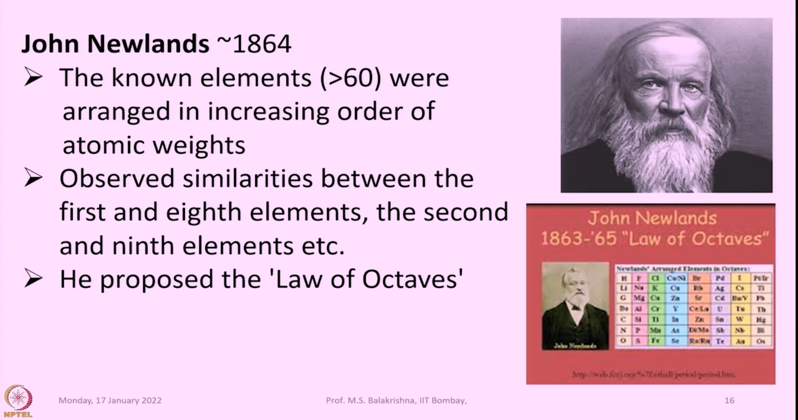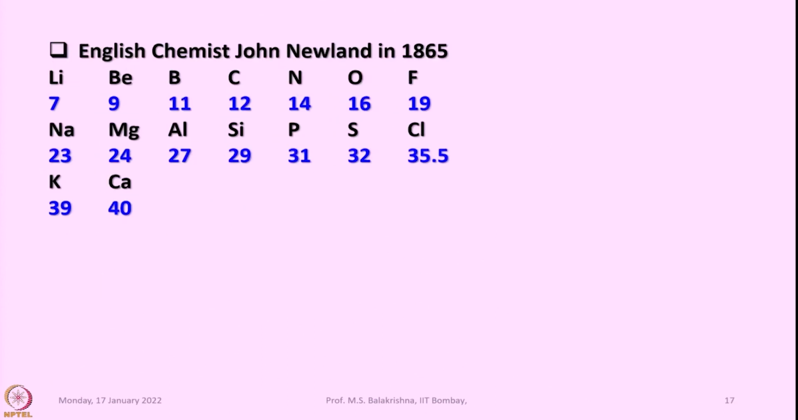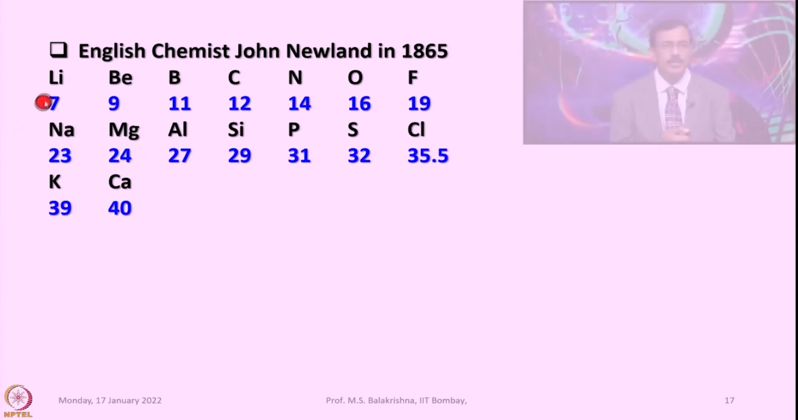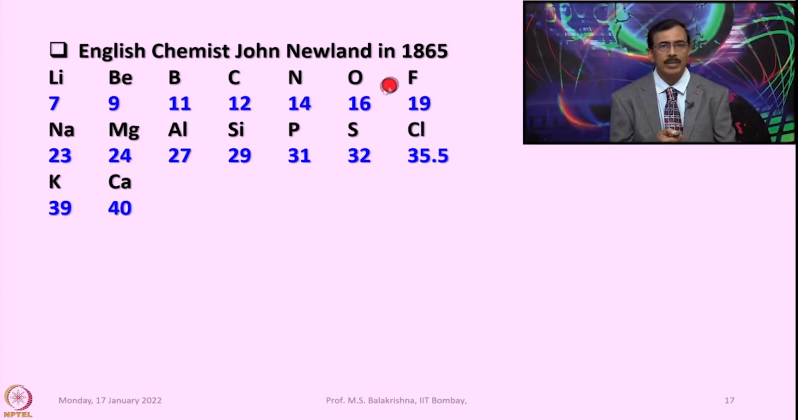So, he proposed the law of octaves, and you can see here, using the law of octaves, he proposed this periodic table in 1864. So, this is how he arranged the known elements. For example, you can see here lithium is there, if you count 7, the 8th one is coming below, and then after again the 8th one is coming below.